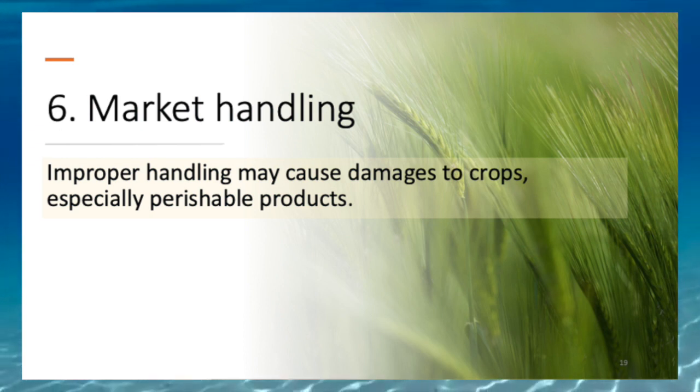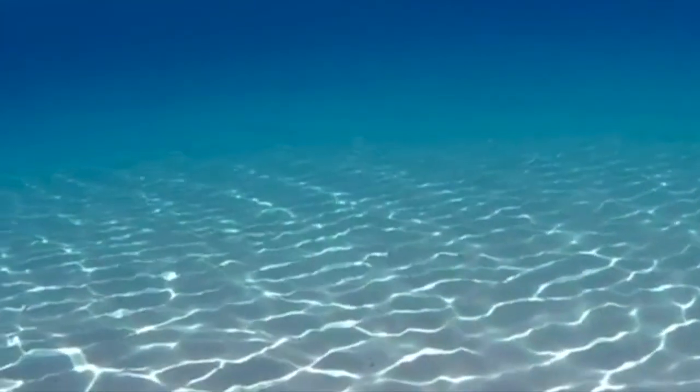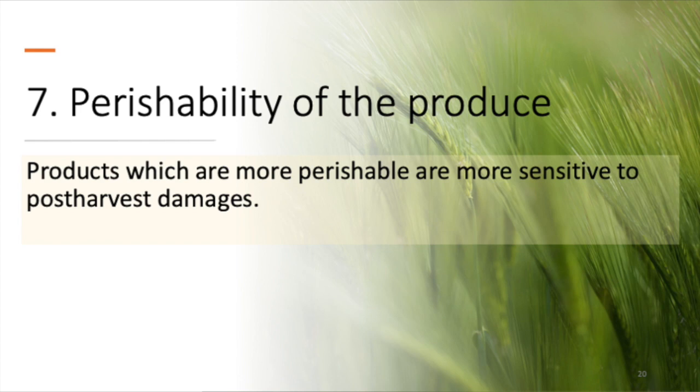Also, market handling, such as improper handling, may cause damage to crops, especially perishable products. Last but not least, the perishability of the products influences the sensitivity to post-harvest damage.